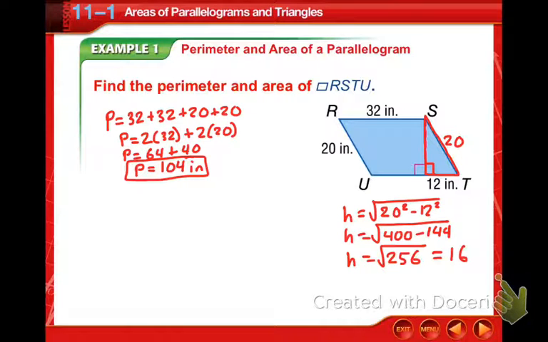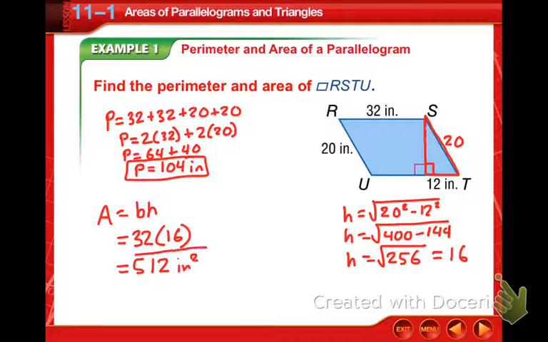So now we have our height. We know our base is the 32. So our area at this point is very easy to find. Just 32 times 16. Punch that in the calculator, and it's 512 inches squared. There we go. Finally got a good 2. All right. Let's move on. Next problem.